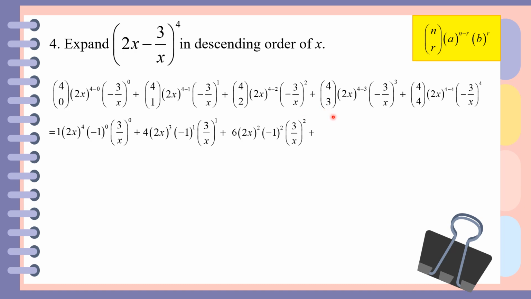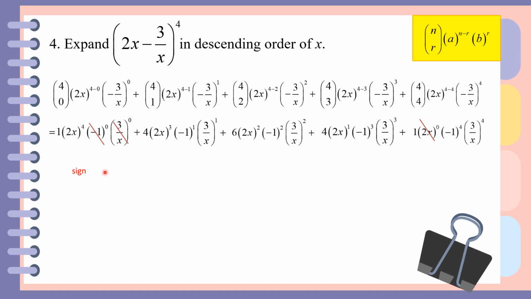Next, we have 4 choose 3, which is 4, multiplied by 2x power 1. We'll take out the negative 1 cube and we'll write down 3 over x cubed. Lastly, 4 choose 4 is 1, so we have 1 multiplied by 2x power 0. Take out the negative 1 power 4 and write down the remaining 3 over x power 4. We will let all the terms with power 0 be 1, so you can kind of ignore them. And we'll simplify the rest of the terms in this order.